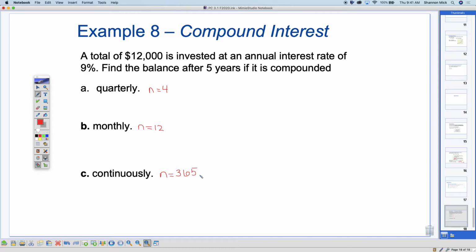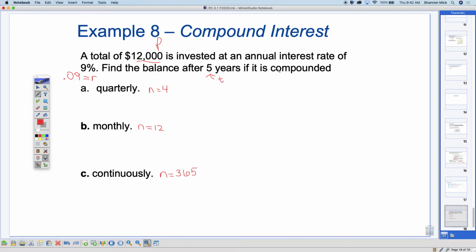Okay, so this 12,000, what variable is that? That's your P. What is this 9? So 0.09 is my rate. And 5 is the time. So hopefully you guys wrote that nicer. I would write it nicer if I was at the board. Okay, so I have 12,000 as my P, 0.09 as my R.